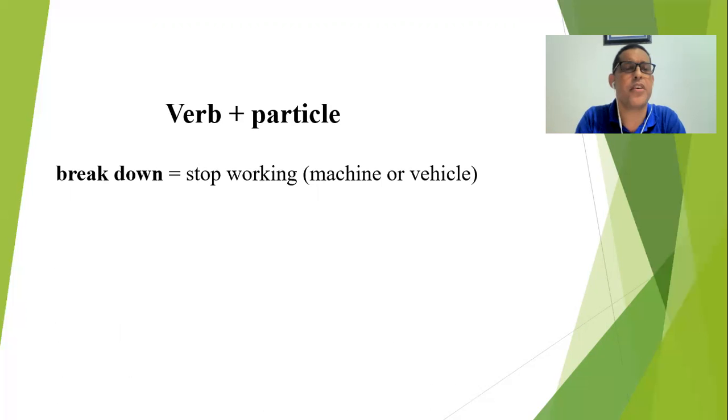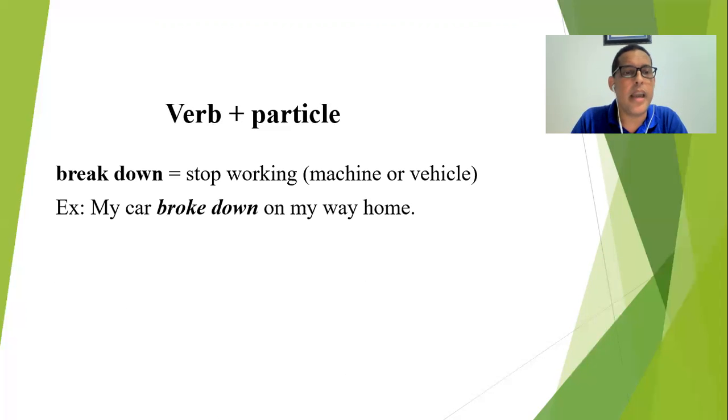The first phrasal verb we have here is break down. Break by itself in a separate way has a different meaning. On the other hand, when you add a preposition, the meaning of this verb is going to change completely. So the meaning of break down is stop working. So, when we talk about a machine or a vehicle, the example goes like this. My car broke down on my way home. So my car stopped working.